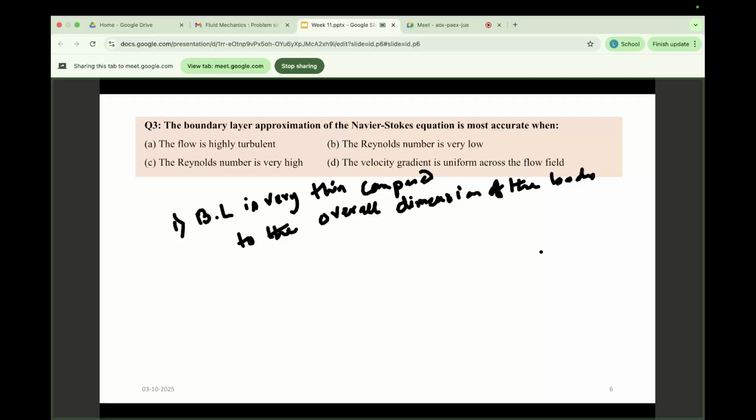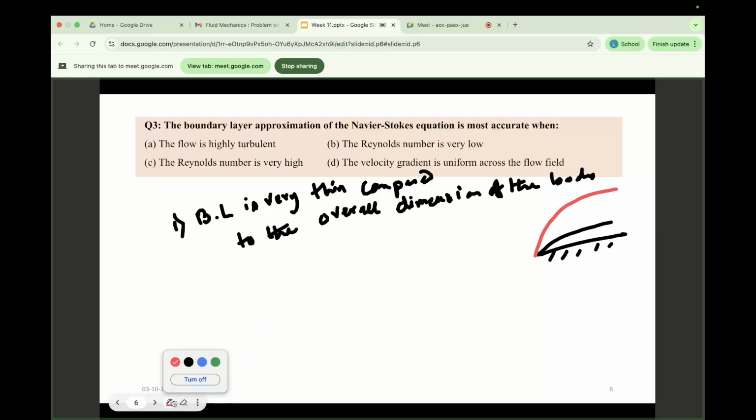So basically, if this is a body, the boundary layer should be small. If the boundary layer is this much more, then the Navier-Stokes approximation doesn't hold good. So this is the first thing: the boundary layer should be thin. Next is that within this boundary layer, say this is the boundary layer, this is the x direction and this is the y direction.